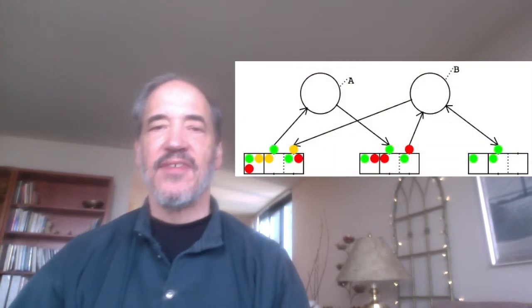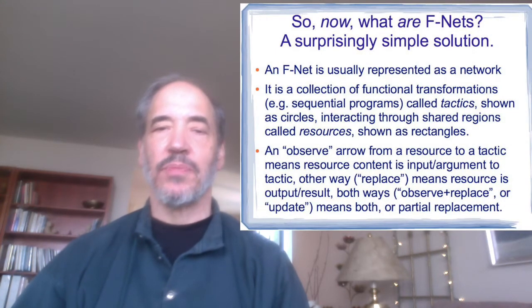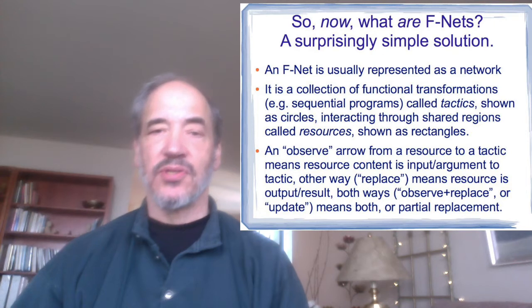So now, what are FNETs? They're a surprisingly simple solution to this problem. An FNET is usually represented as a network on a piece of paper, that is, graphically. It is a collection of functional transformations, which are just sequential programs. That is, any sequential program, as long as it's deterministic, is essentially a function, a partial recursive function from inputs to outputs.